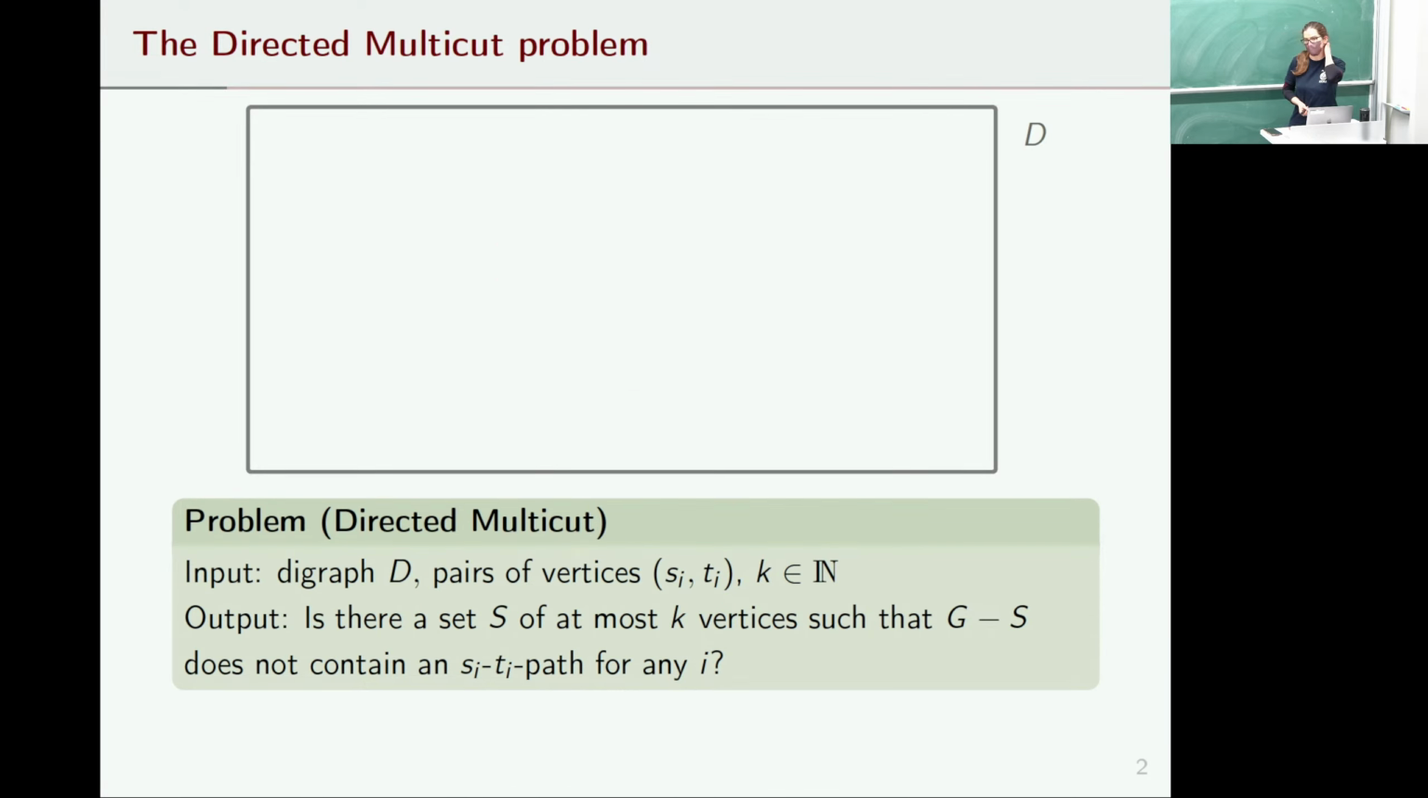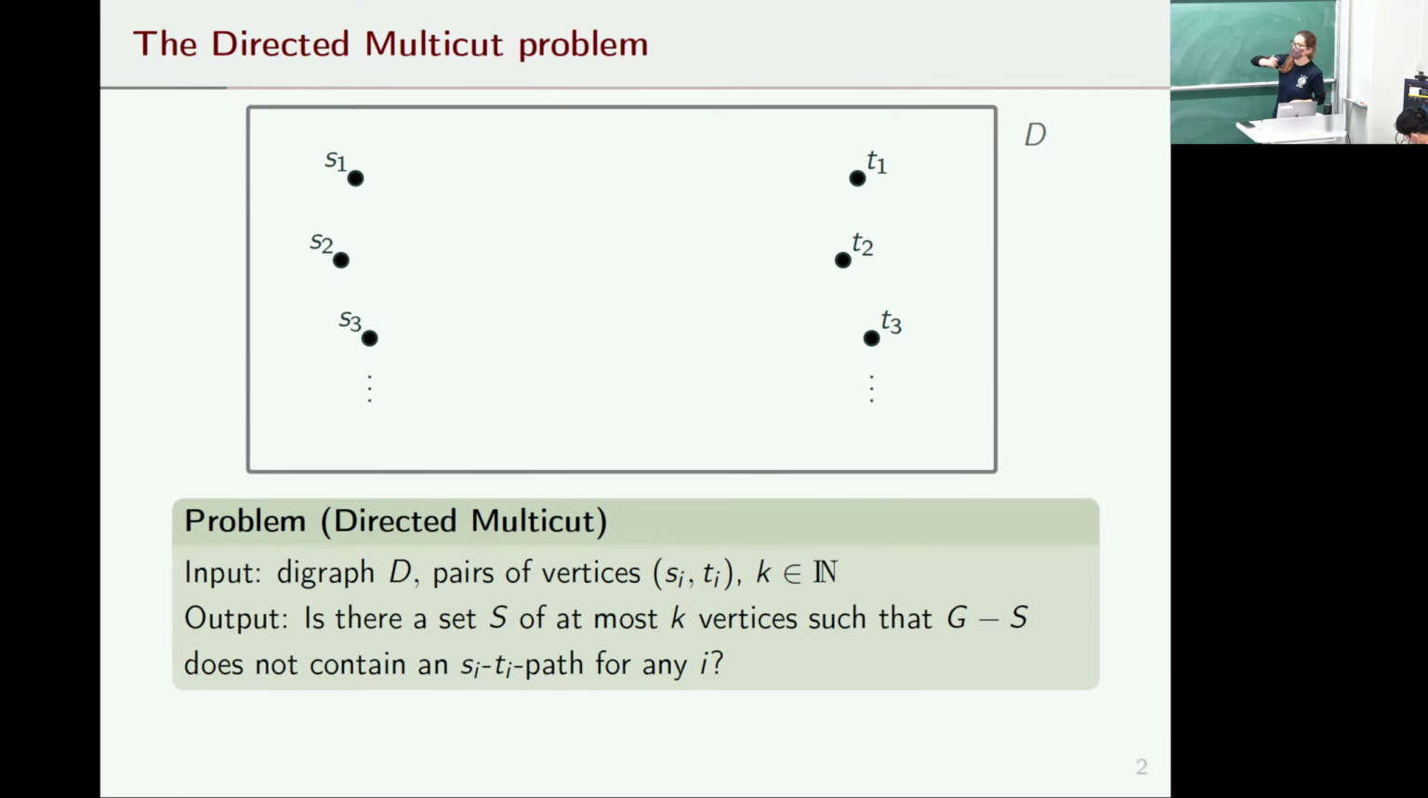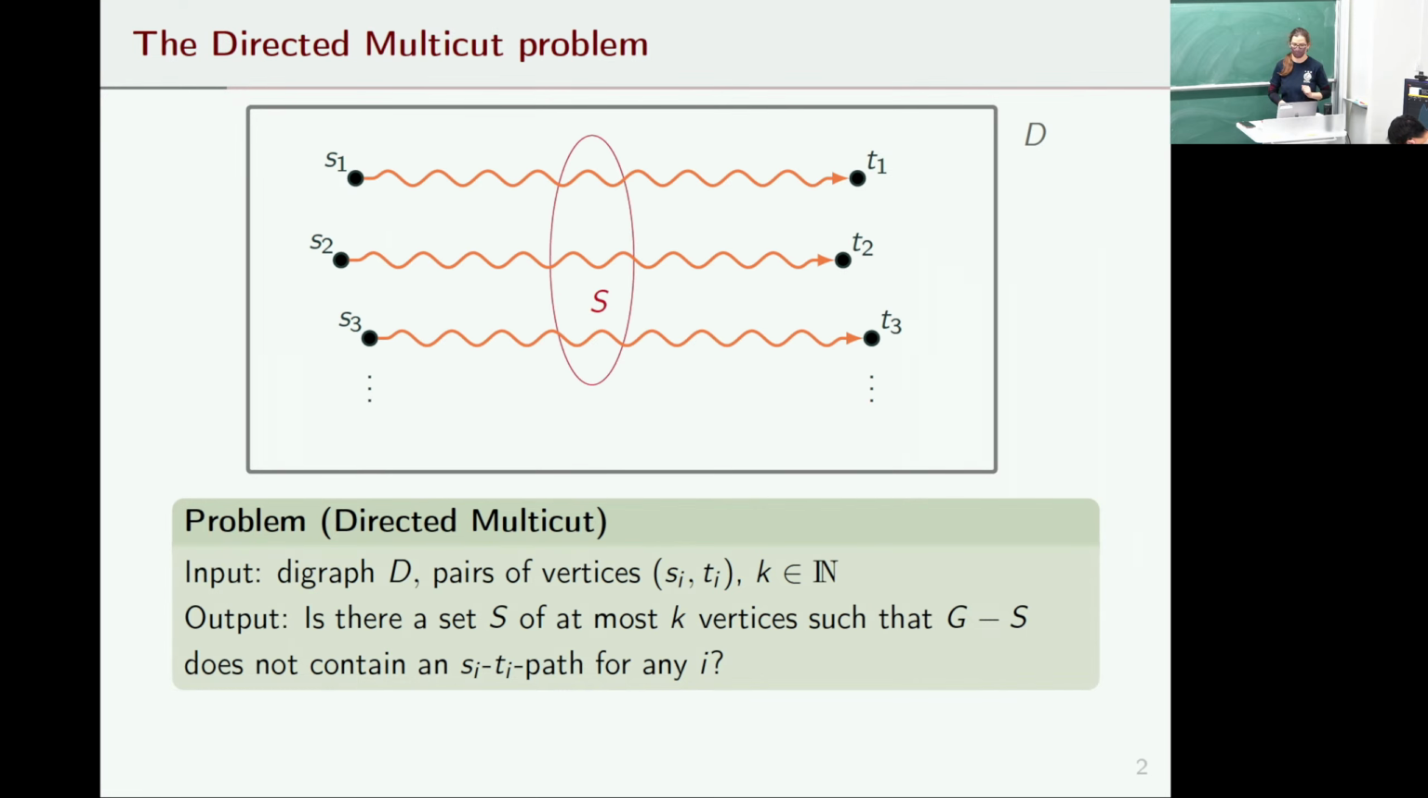And it's about the directed multicut problem, where we are given a directed graph and a set of terminal pairs. That's important, right? So we have a start vertex and a corresponding end vertex. And we are asking whether we can find a set S of bounded size, of size at most k, such that if I remove the set S from my graph, I can afterwards not find any path anymore between s_i and t_i.